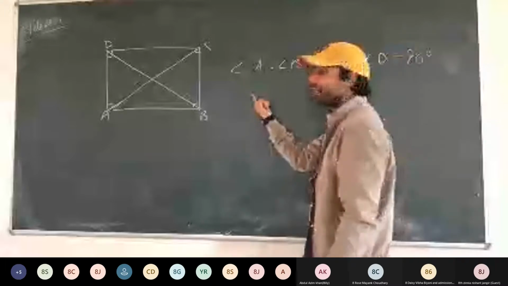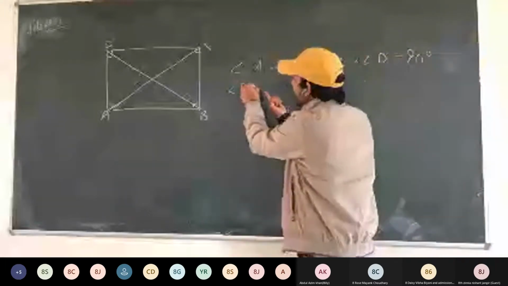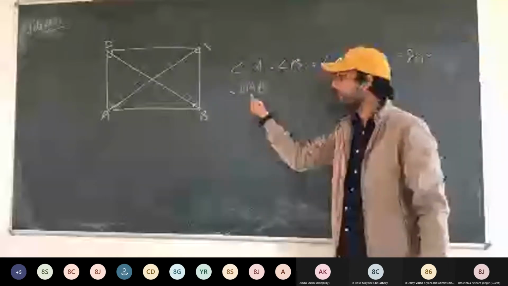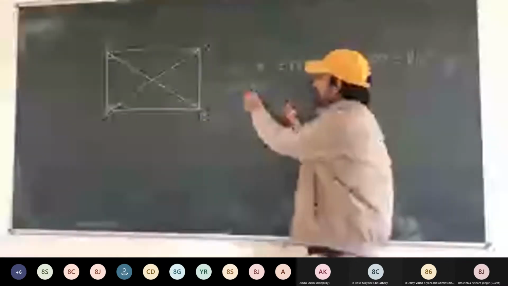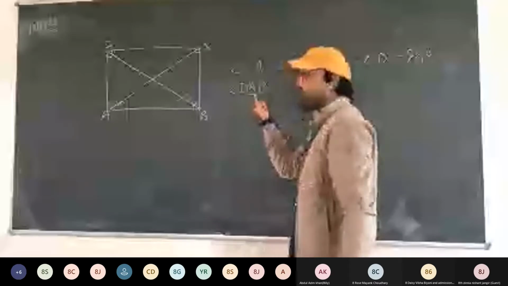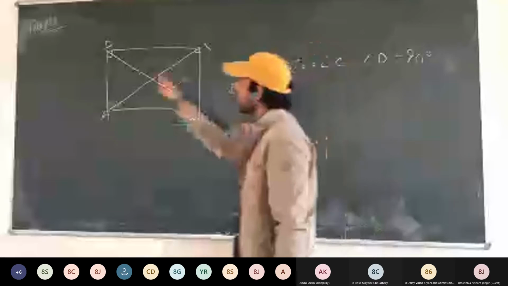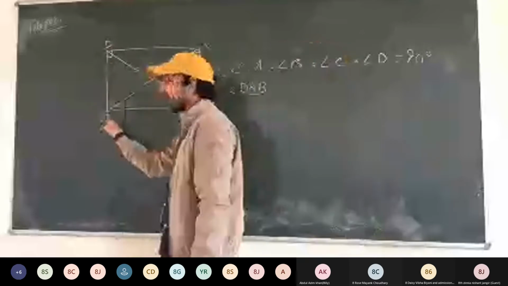These angles we can write as DAB as well. Angle A can be written as angle DAB. Angle at vertex A can be written as angle DAB. So this is the angle we are talking about.